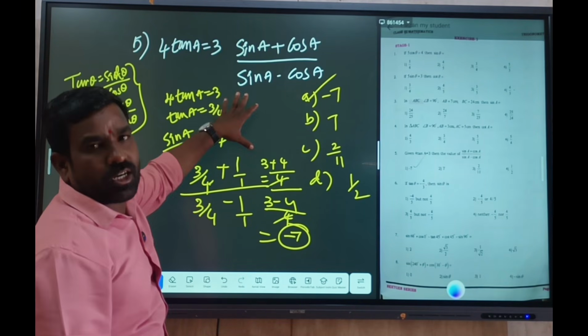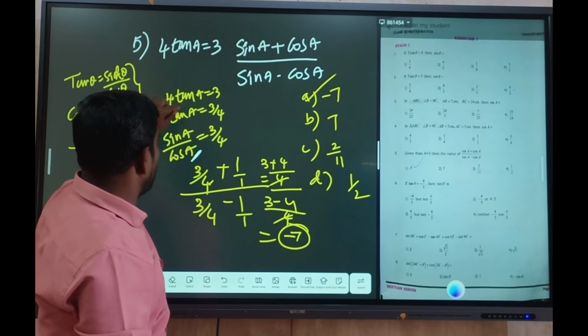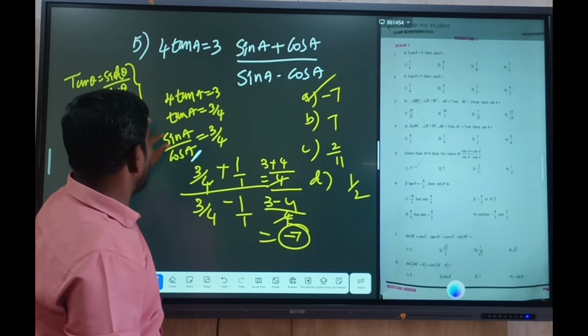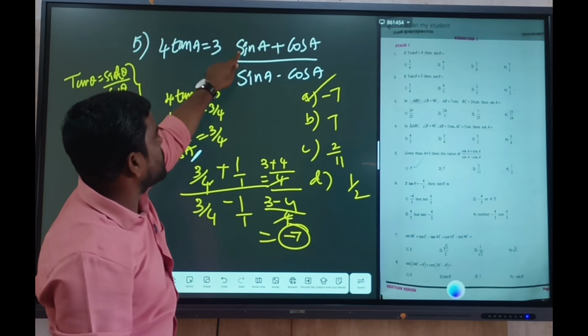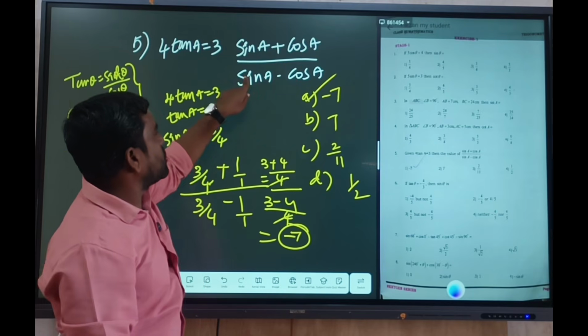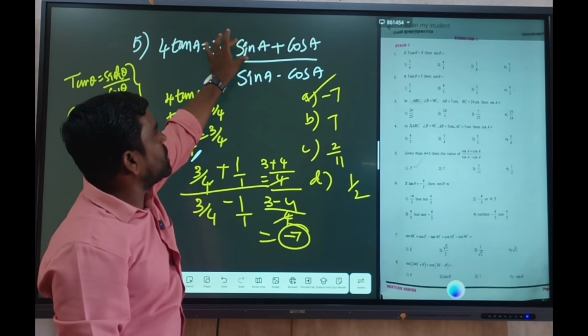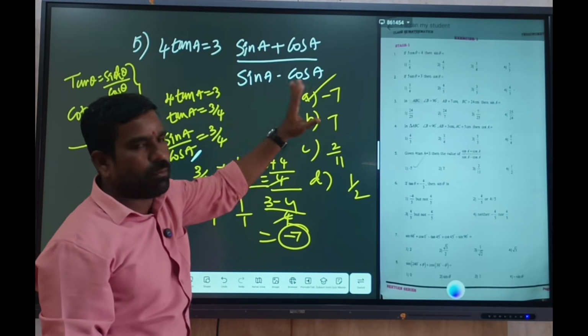This is a very smart method. Don't use the long method, use your smart method. Directly, tan A is given, so sin A by cos A is 3 by 4. Divide by cos: sin A by cos A plus cos A by cos A, which is 1, over sin A by cos A minus 1. This is 3 by 4, minus 1, plus 1. So the answer is minus 7.